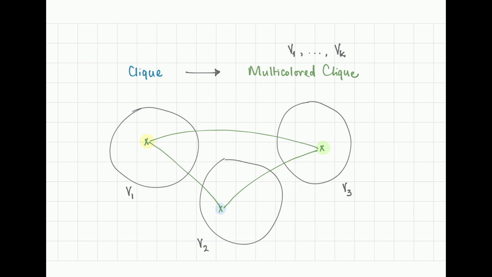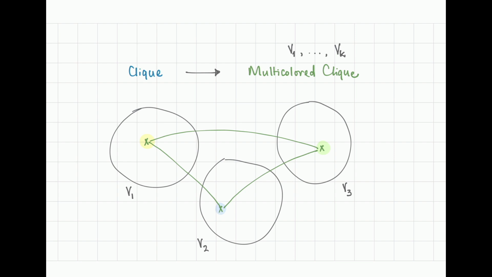The reason this is called multicolored clique is because sometimes it's convenient to think of the partition as a coloring of the graph and the parts as color classes. If you do that, then a multicolored clique is essentially what you might think of as a colorful clique, borrowing terminology from the color coding days. A colorful clique would be a clique that does not have any repeated colors.